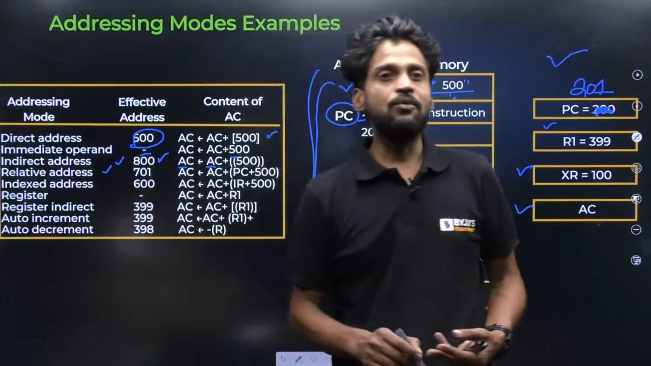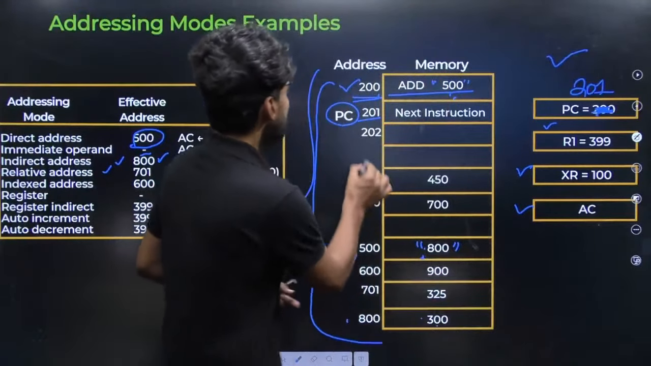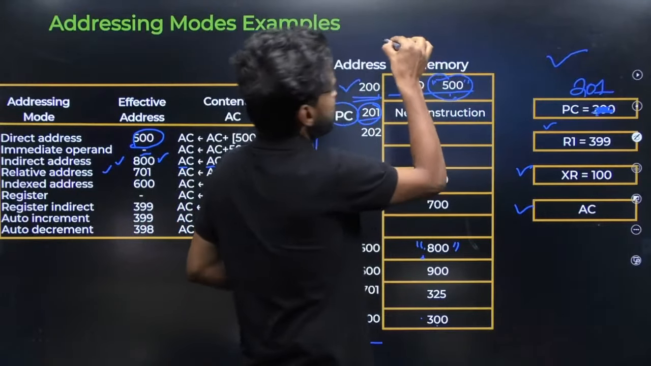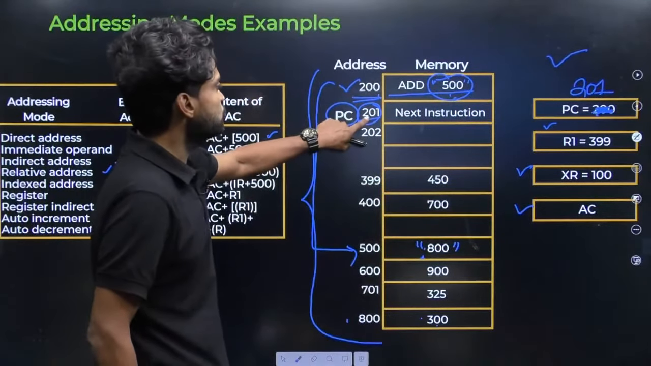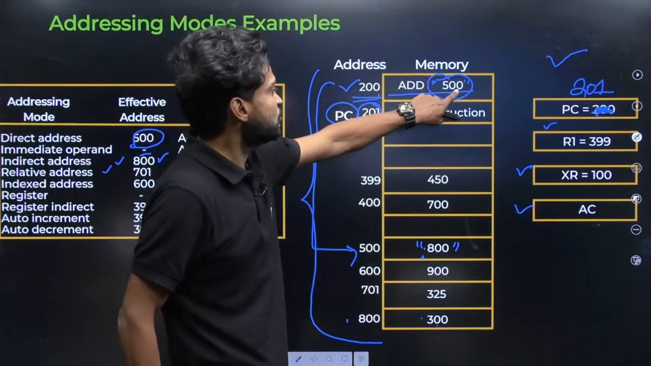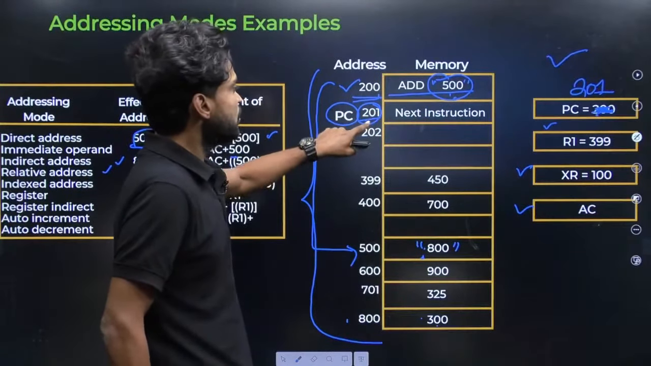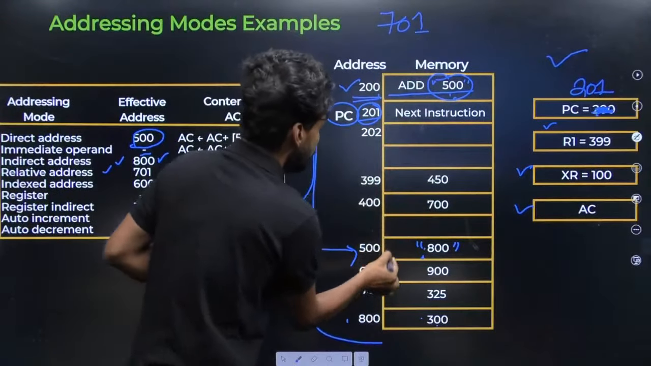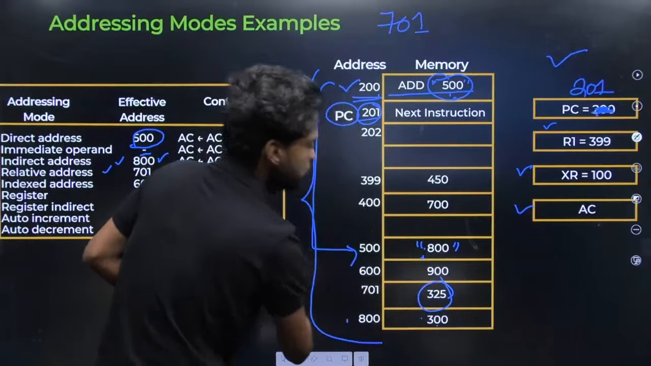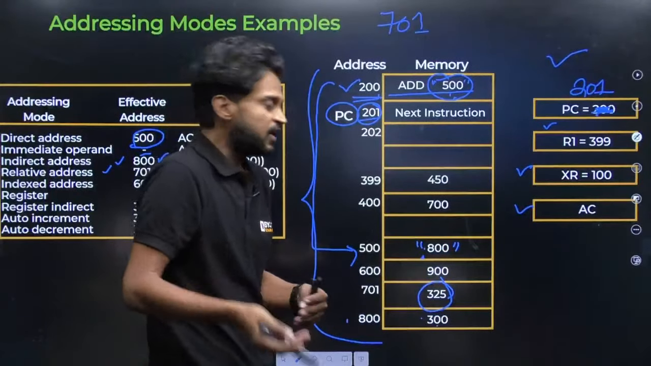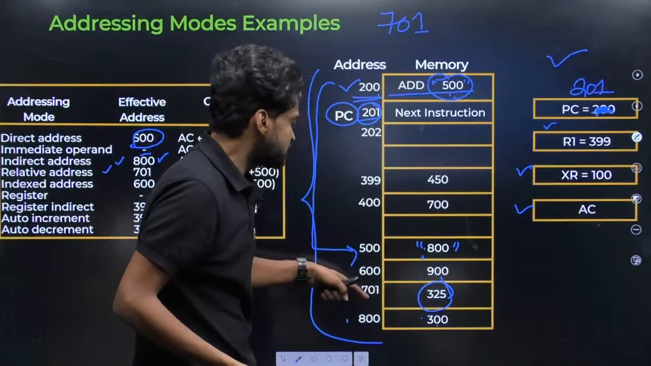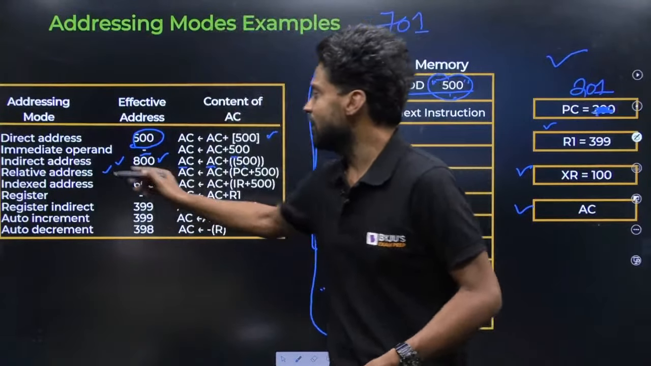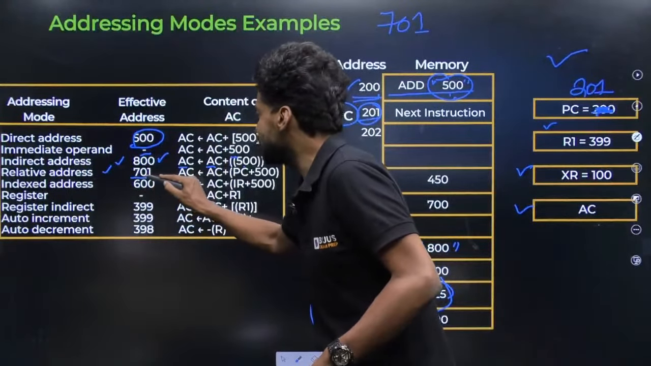In the relative addressing mode, what is going to happen? The program counter value will be added to the address part of the instruction. What is the program counter value? 201. Address part of the instruction is equal to 500. When you add both, you will get the effective address, that is 701. The contents of the 701 will become the operand. The accumulator is going to be added with the contents of the memory location 701, that is 325. Here, the effective address for the relative addressing mode is equal to 701.